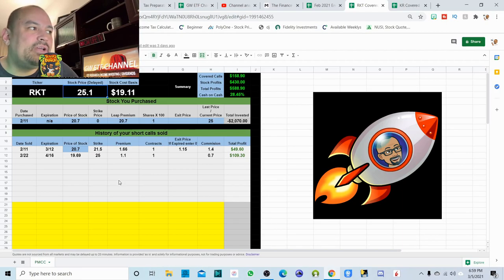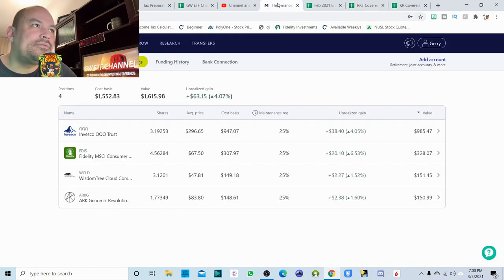If Rocket is under $25, I get to keep the shares and all the covered call premium. If it's up above $25, here is the best case scenario: I would have collected $158.90 in covered calls and $430 in stock profits, for a total profit of $588.90. That's a total return of 28.45% in about two months. I'm happy with that, but I'm also happy with keeping those shares and selling covered calls against them. So that's Rocket.